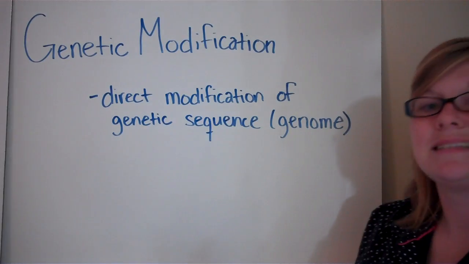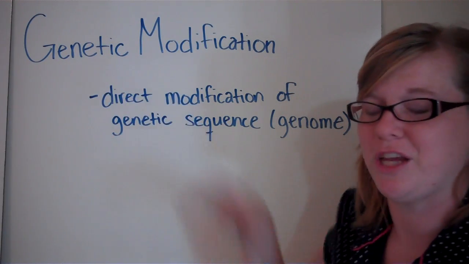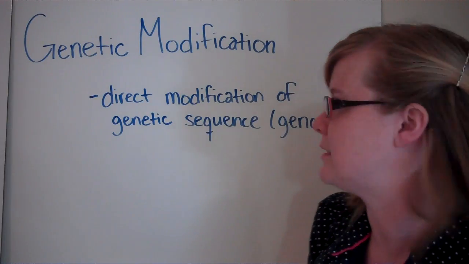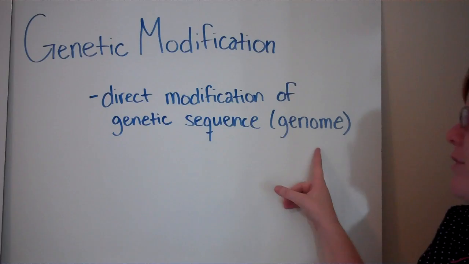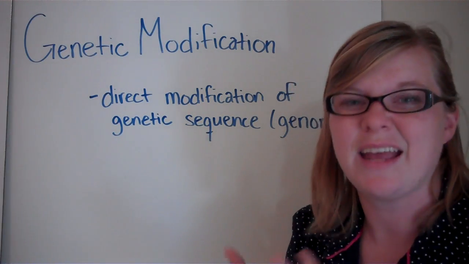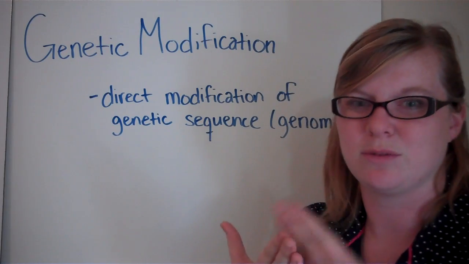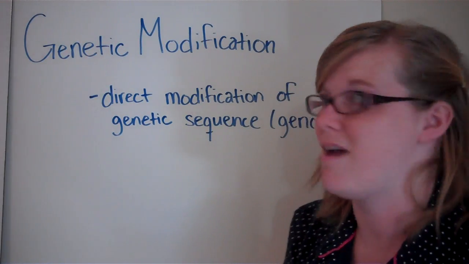All right, now this is different from genetic modification. So genetic modification in a GMO, a genetically modified organism, refers to direct modification of the genetic sequence or of the genome. So in selective breeding, you would cross-pollinate, look at how those dominants and recessives line up, and not always know exactly what trait you were going to come out with at the end.